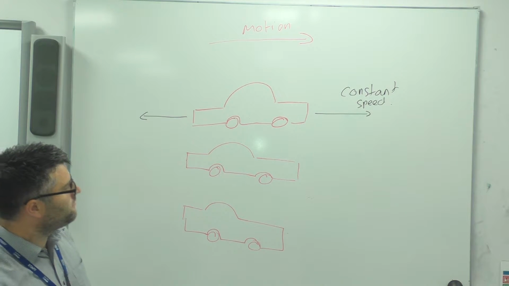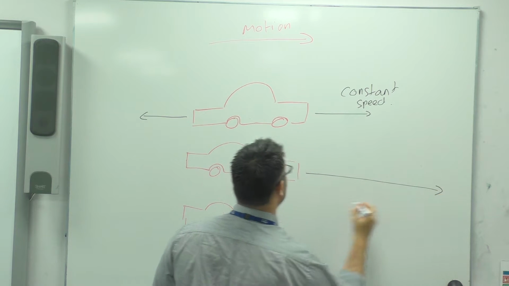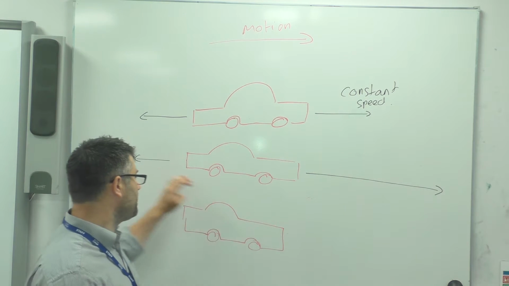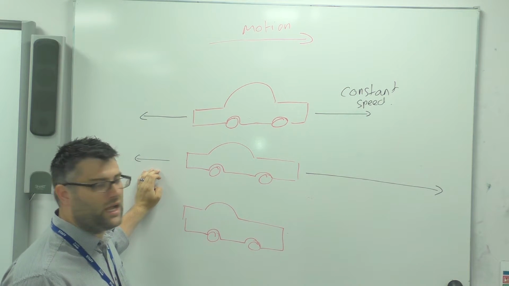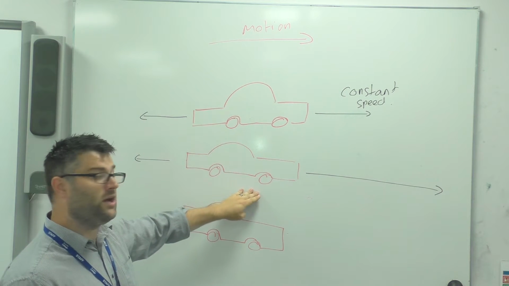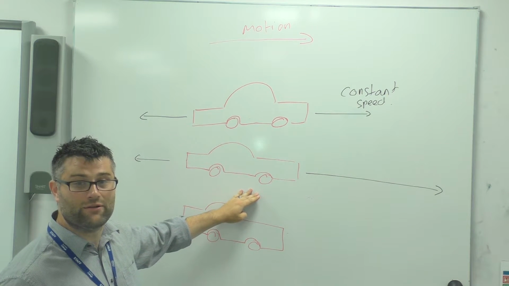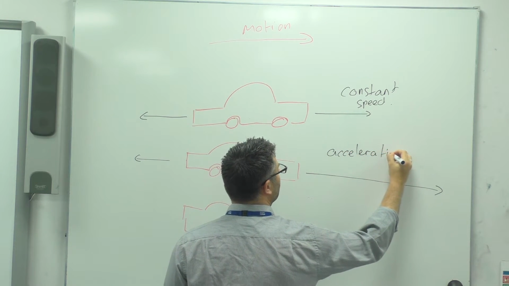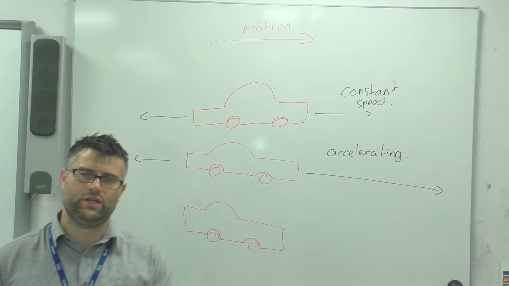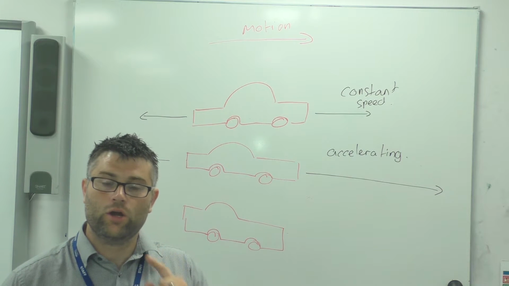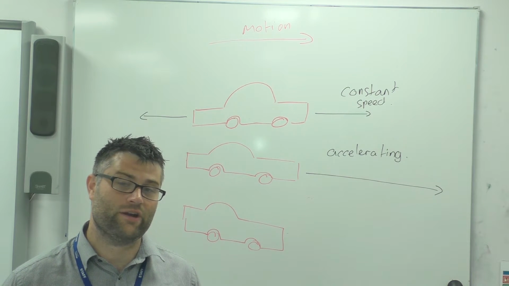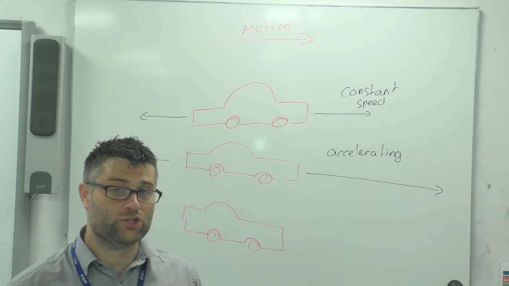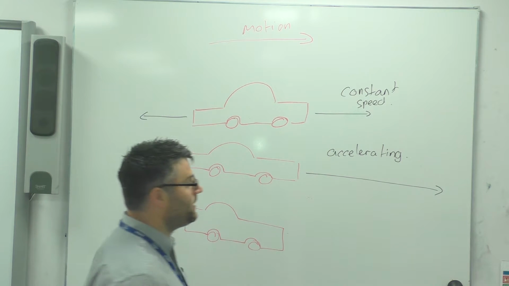Next one then, we've got a very large force on this side and a small one on this side. So what is it doing? I've already said this one's at a constant speed, so hopefully you're realizing this is accelerating. Now ask yourself a question, is it accelerating constantly or is the acceleration changing? So ask yourself that question. The correct answer should be that it's accelerating constantly.